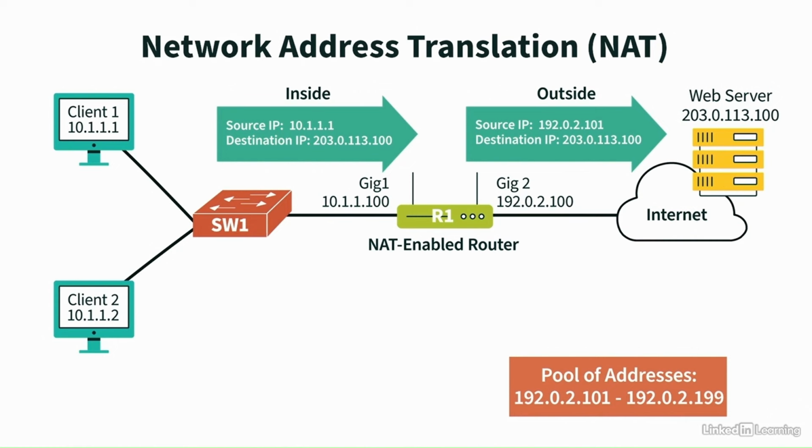Then, when the return traffic comes back from the web server, when router R1 sees that incoming traffic destined for 192.0.2.101, it knows that needs to be forwarded to client 1, because router R1 maintains a translation table that has all of the NAT mappings.